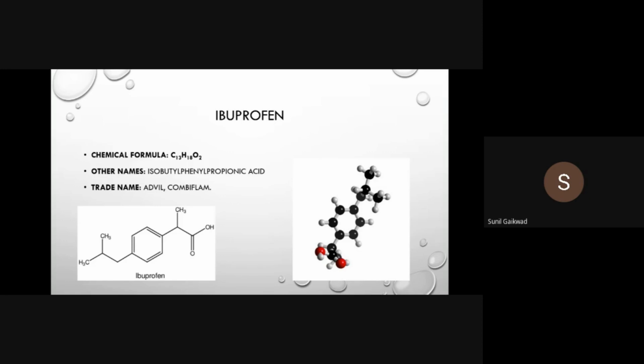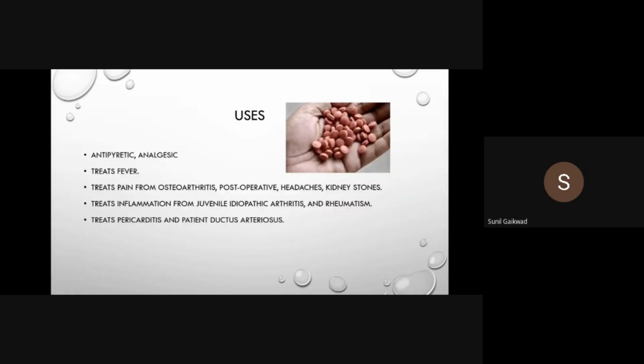the phenyl group. Now its trade names, what brand names it is available in at a pharmacist shop. In the US, it is called Advil, and in India, it is called Combiflam. Its uses are antipyretic, that means it reduces fever, and analgesic, it will reduce pain. It is a painkiller medicine also.